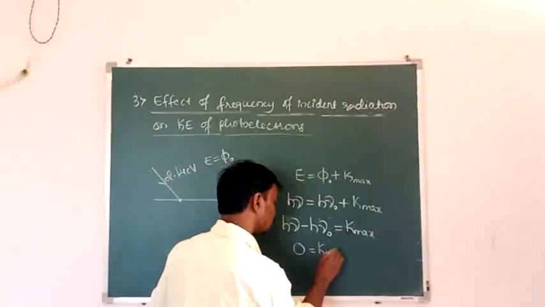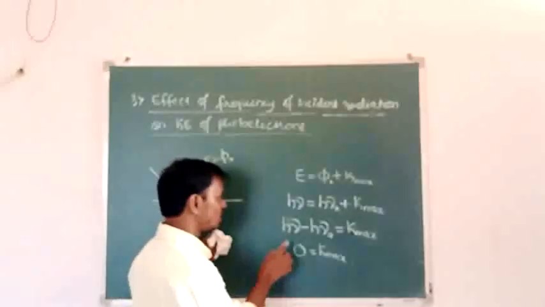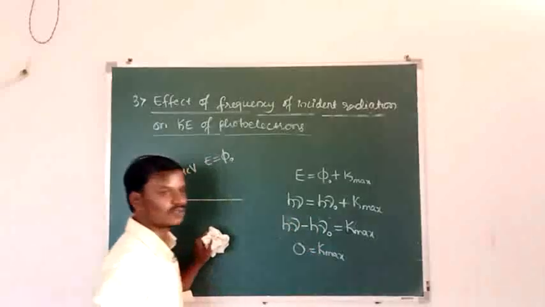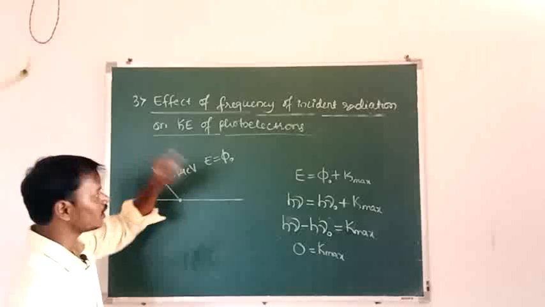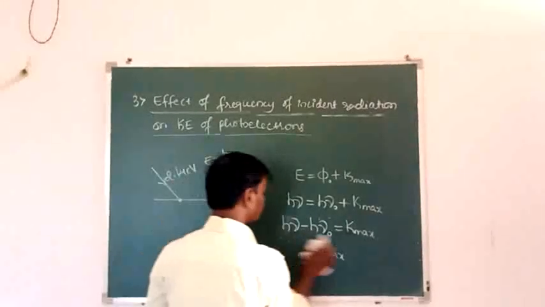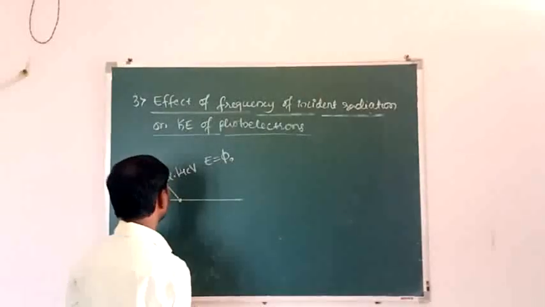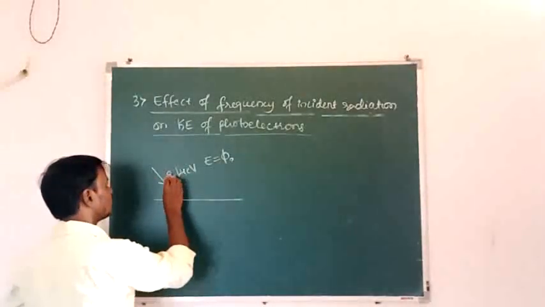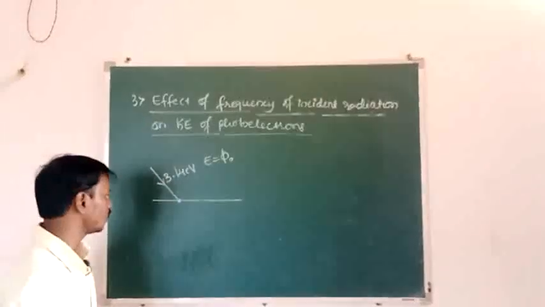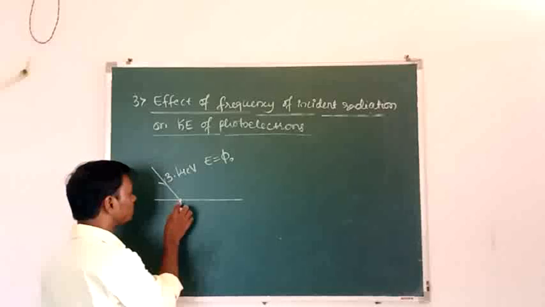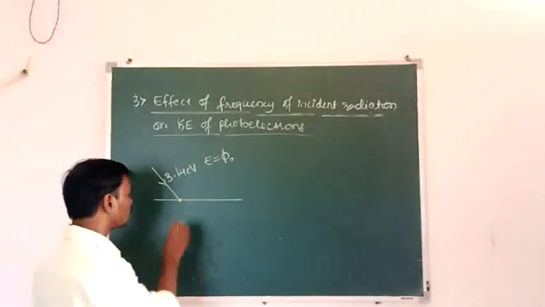Hence the kinetic energy becomes 0 only when the energy of incident radiation is equal to the work function of the metal. If the energy of incident radiation is greater than the work function of the metal, then what happens? Suppose I take 3.14 electron volt. So what is the minimum energy required to eject an electron from the surface of the cesium metal? That is 2.14 electron volt.